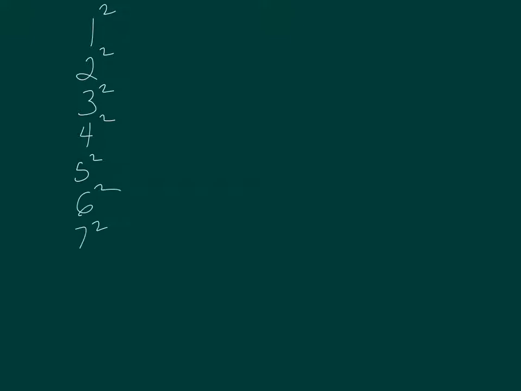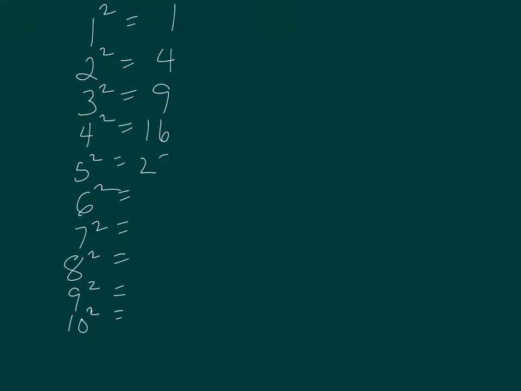And I'm just going to go up to 10. 8 squared, 9 squared, 10 squared. So if you have a few of these memorized, I find it's kind of helpful. 1 squared, 2 squared, 3 squared, 4 squared, 5, 6, 7, 8, 9, and 10. These should kind of stand out to you. If you see these numbers, they should stick out to you, right? The number 25, you should say, if I were to take 5 and square it, I'd get 25.